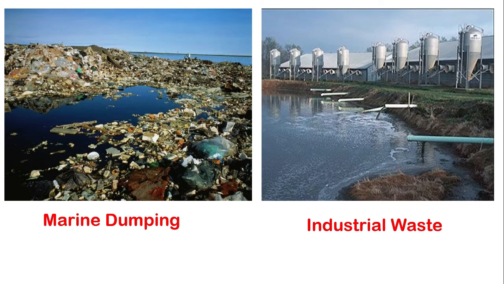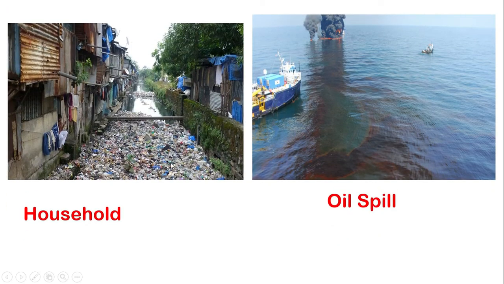So it can be from marine dumping. Here the waste is thrown in the sea. It comes from the industrial waste. Here the wastewater flows into the water source, etc. And it can be from household or come from the oil spill. Here are the causes of water pollution. So when the water is polluted, it can kill the fish in the water also.